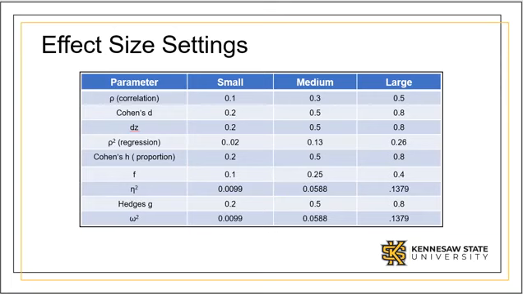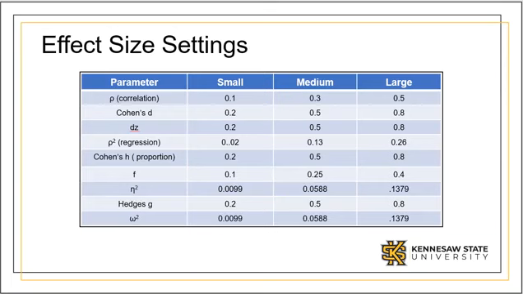Hedges g is closely related to Cohen's d. We typically lean toward Hedges g when our sample size is smaller than 20. Eta square is typically found in ANOVA statistical outputs. It is an effect size associated with the proportion of variation attributed to a specific variable out of the total. This is similar to the amount of explainable variation. Eta square is not a robust measure, though.